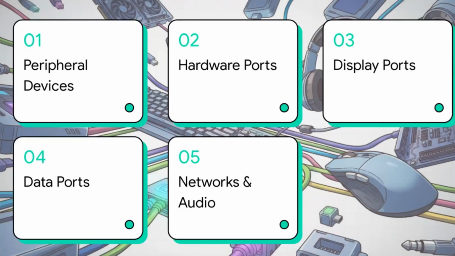Okay, here's our quick roadmap for today. We're going to meet your peripheral devices. Look at hardware ports as the gateways. Check out display ports like HDMI and VGA. Move on to data ports like USB and Type-C. And finally, wrap up with connecting networks and audio.